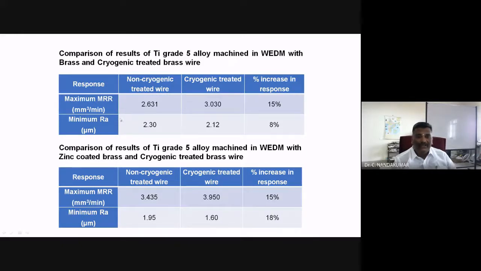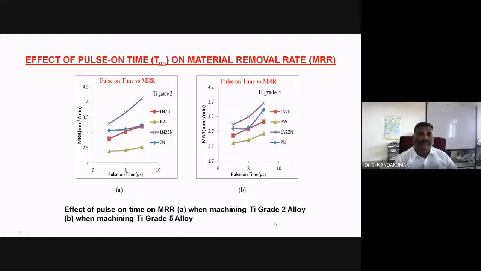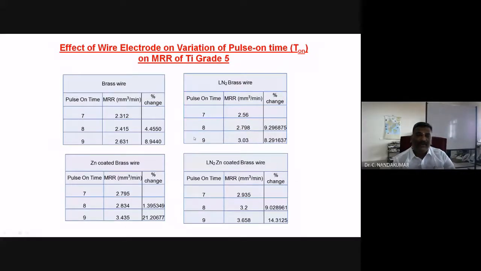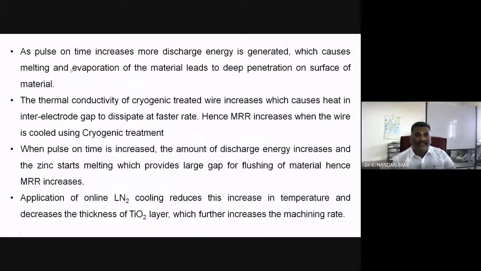See here, this is liquid nitrogen cooling, and 18% of Ra. That is a good surface finish we got. These are the various graphs. With the graphs, we identified these things for MRR and for Ra for grade 2 and grade 5. As the pulse on time changes, what are the inferences we got from this?